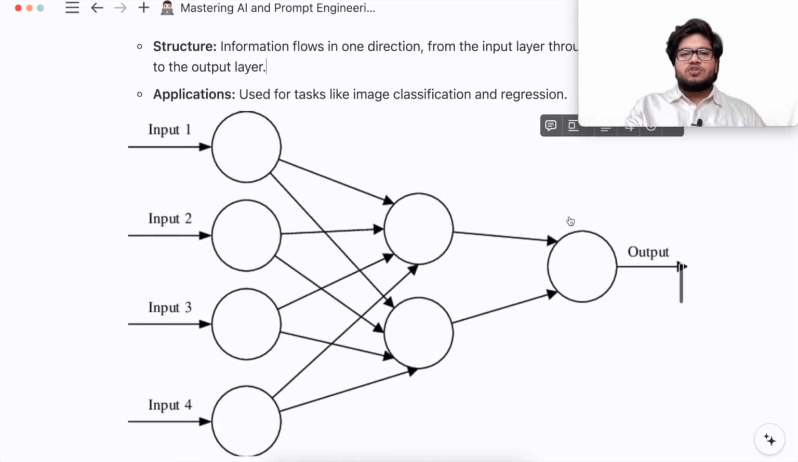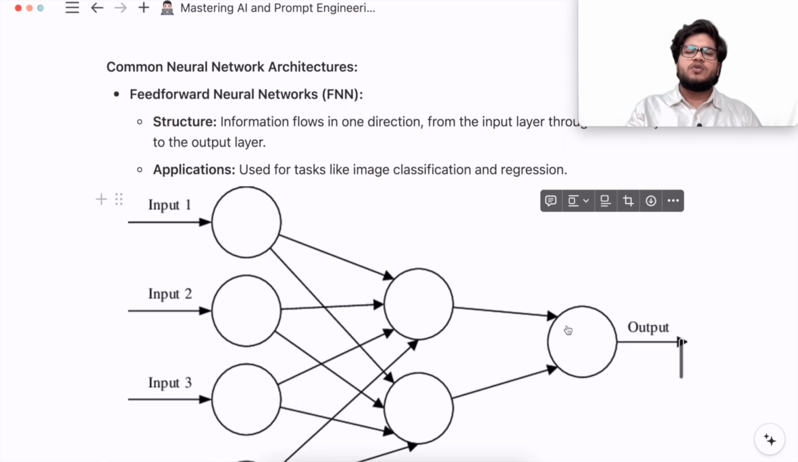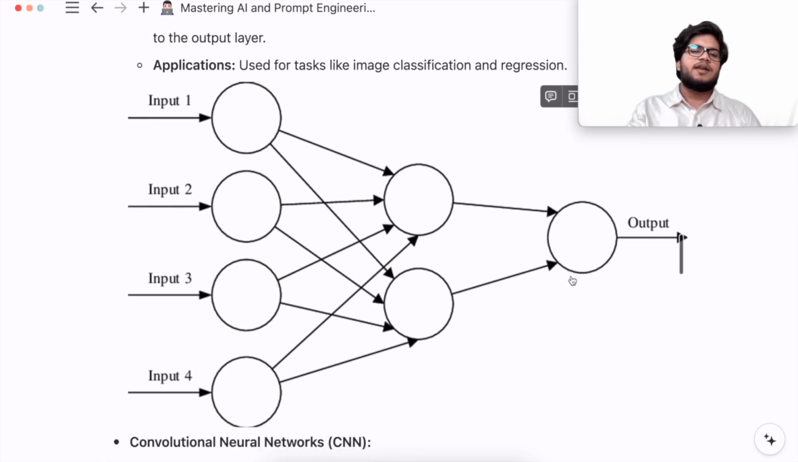So you can see the structure over here. We put 4 inputs here, and this is the input layer. These are the hidden layers, and then some mathematical operation is done. The information is passed on to the next neuron, and then we get a single output. So it moves in one direction. It will not have 4 outputs. It will move in one direction.